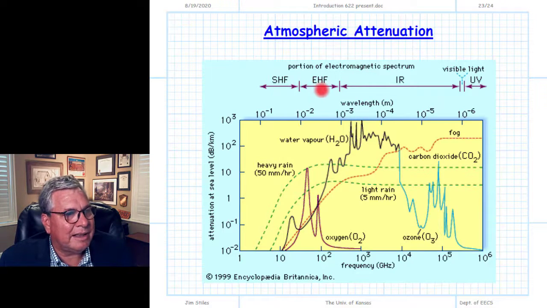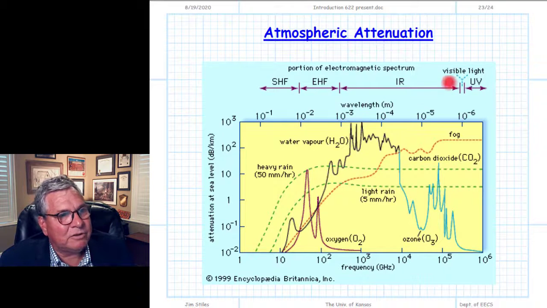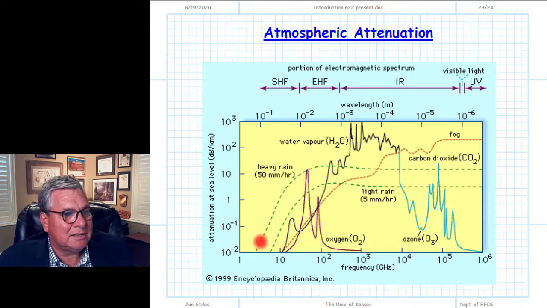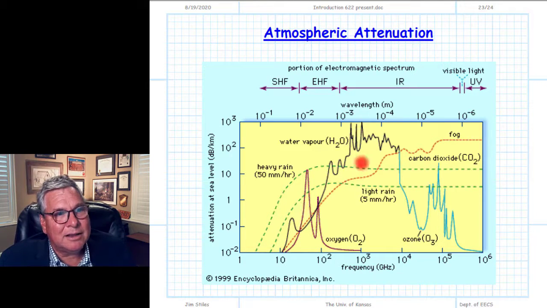EHF is extremely high frequency. This is the infrared. And then you see visible light up here. And at visible light, we see that the attenuation due to the atmosphere has dropped back almost to nothing, almost the way it is at the other end. And of course that makes sense. We know when we have a clear sky, it looks clear. It looks like there's nothing there. And that's good news for us.